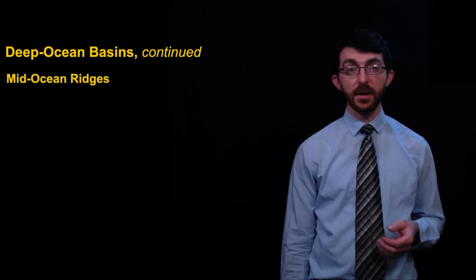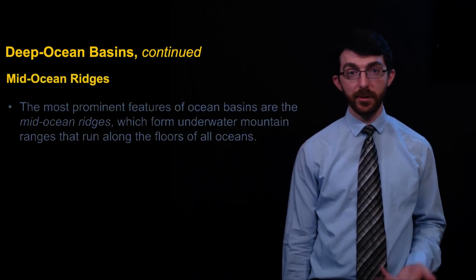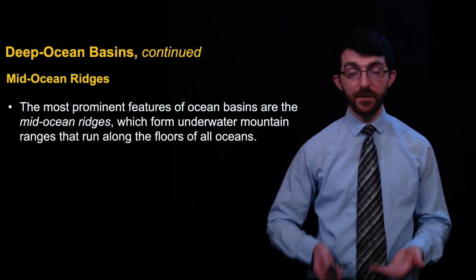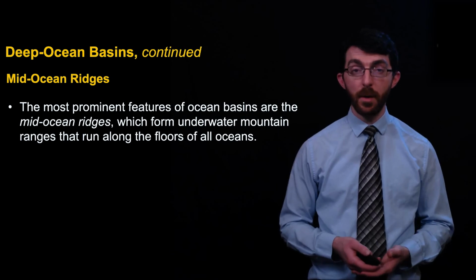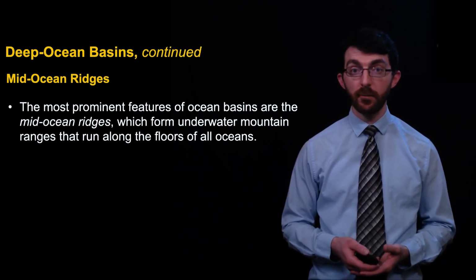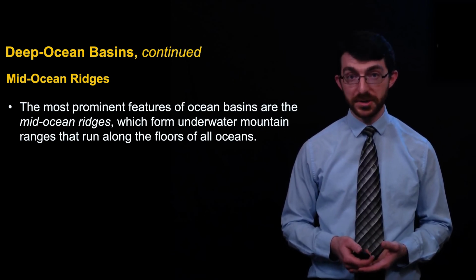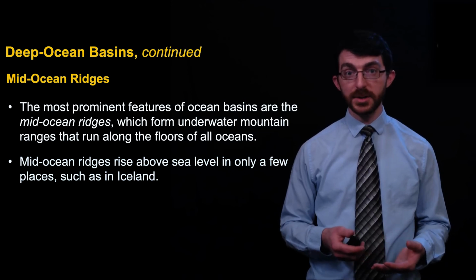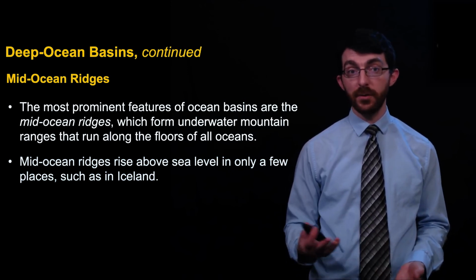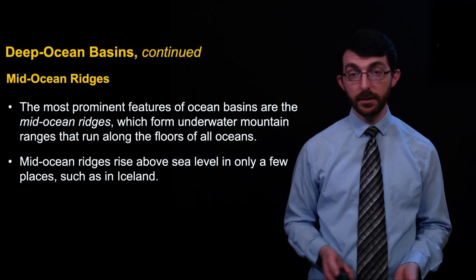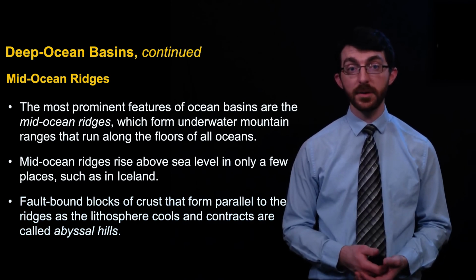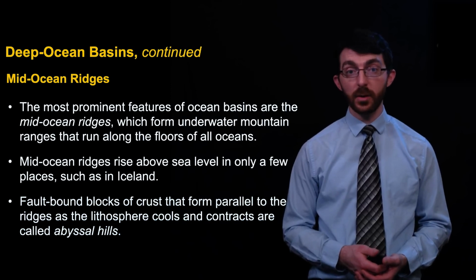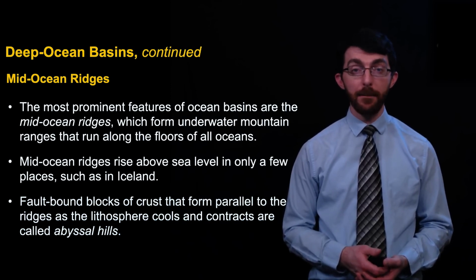The next feature is mid-ocean ridges. So the most prominent features of ocean basins are the mid-ocean ridges, which form underwater mountain ranges that run along the floors of all oceans. Mid-ocean ridges rise above sea level in only a few places, such as in Iceland, and fault-bound blocks of crust that form parallel to the ridges as the lithosphere cools and contracts are called abyssal hills.